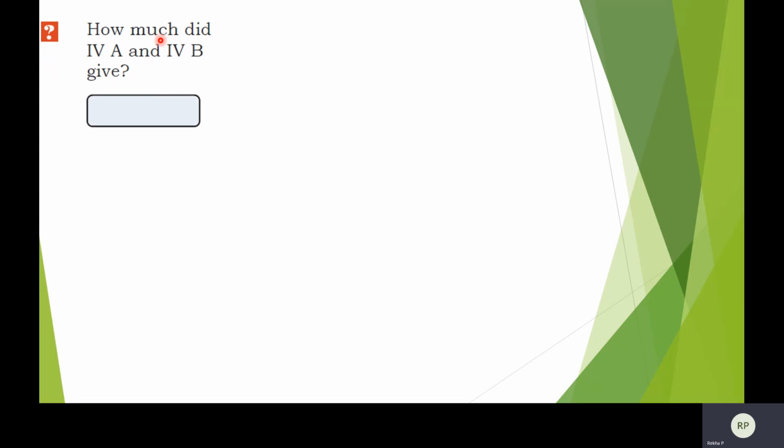So what you have to do? You have to find out how much 4A collected. You know all classes collected 1,000 rupees only. So A collected 1,000 rupees, B collected 1,000 rupees. What is the total of A and B? 1,000 plus 1,000, so you will get 2,000. Whenever a calculation comes, I request everyone to pause the video, do the calculation yourself and check the answers. So 1,000 plus 1,000 is 2,000.